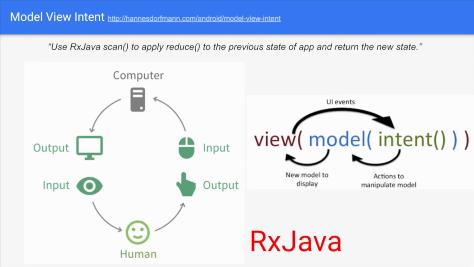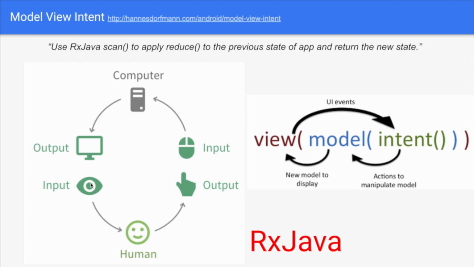When we start learning about MVI, model view intent, reading different blog posts, we see that they're usually talking about RxJava. RxJava is a reactive framework, and it lends itself very naturally to the MVI design pattern. The MVI design pattern is a unidirectional cyclic flow. What happens is the user produces some input. That input updates a model, and that model generates an output, and then we continue on this cycle.